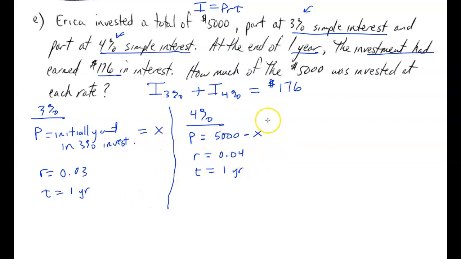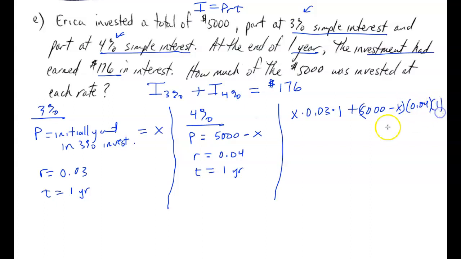So when we look at all of this and put it together, we'll see that the interest for the 3% investment is just going to be I equals PRT. So that's just going to be X times 0.03 times 1, plus, same thing for the 4% investment, 5,000 minus X for the P, 0.04 for the R, and then 1 for the T. And of course, all of that is equal to $176.